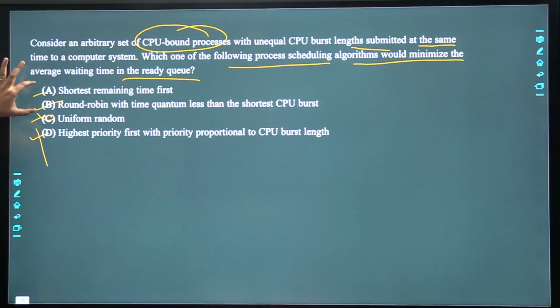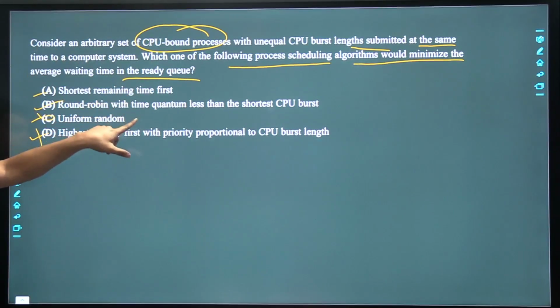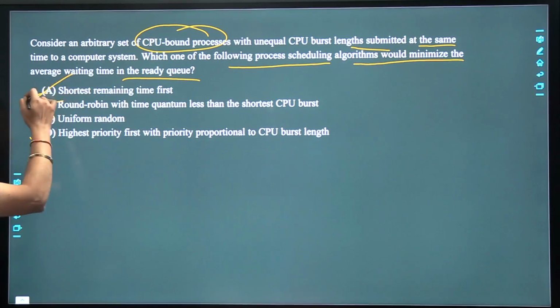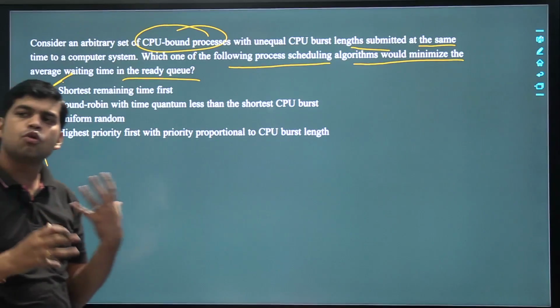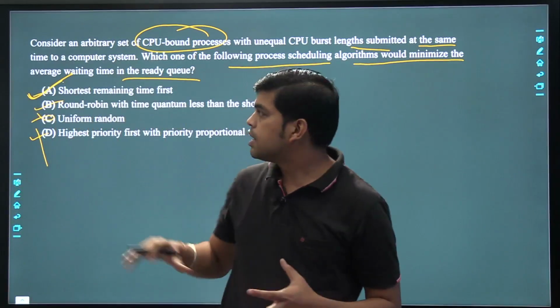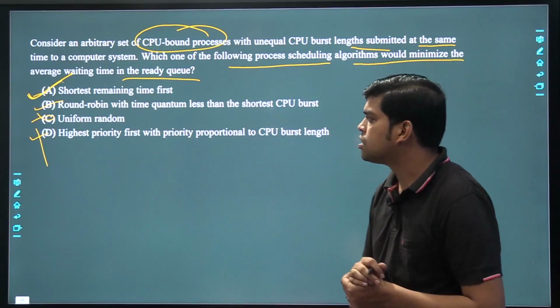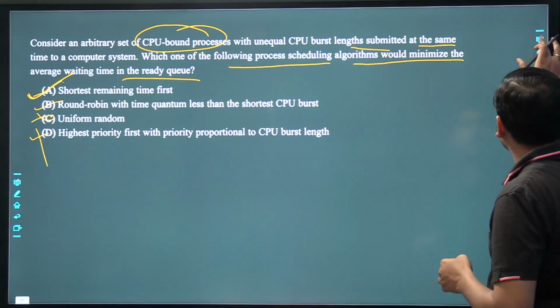Now out of these two, shortest remaining time first definitely gives the best result other than round robin. So A is the correct answer for this. Got it? Because all the processes are CPU bound, we can say that shortest remaining time first is the correct way. So A is the right answer.